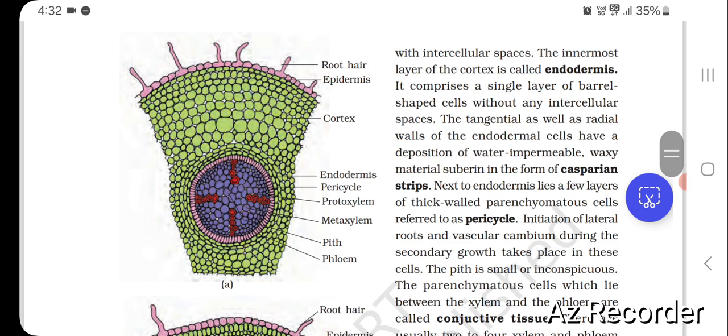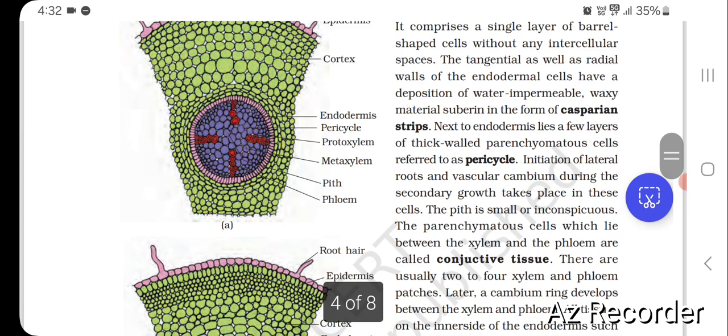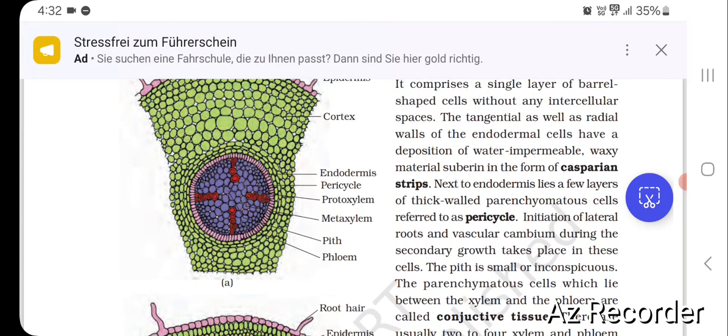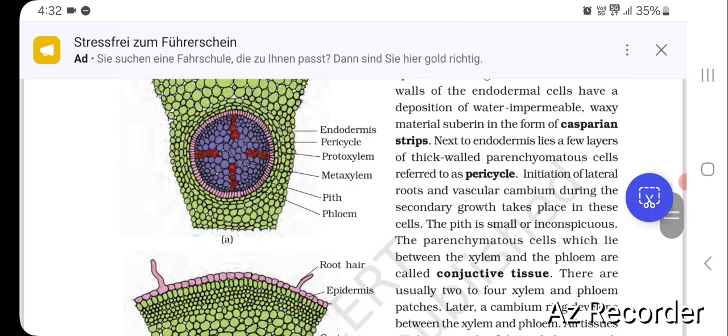The tangential as well as radial walls of the endodermal cells have a deposition of water-impermeable waxy material, suberin, in the form of Casparian strips. Next to endodermis lies a few layers of thick-walled parenchymatous cells referred to as pericycle. Initiation of lateral roots and vascular cambium during the secondary growth takes place in these cells.